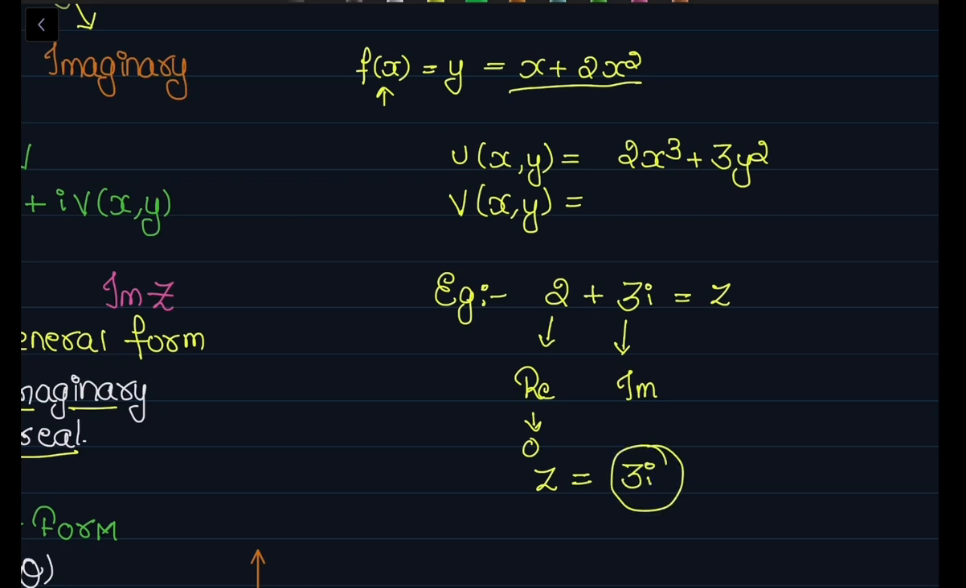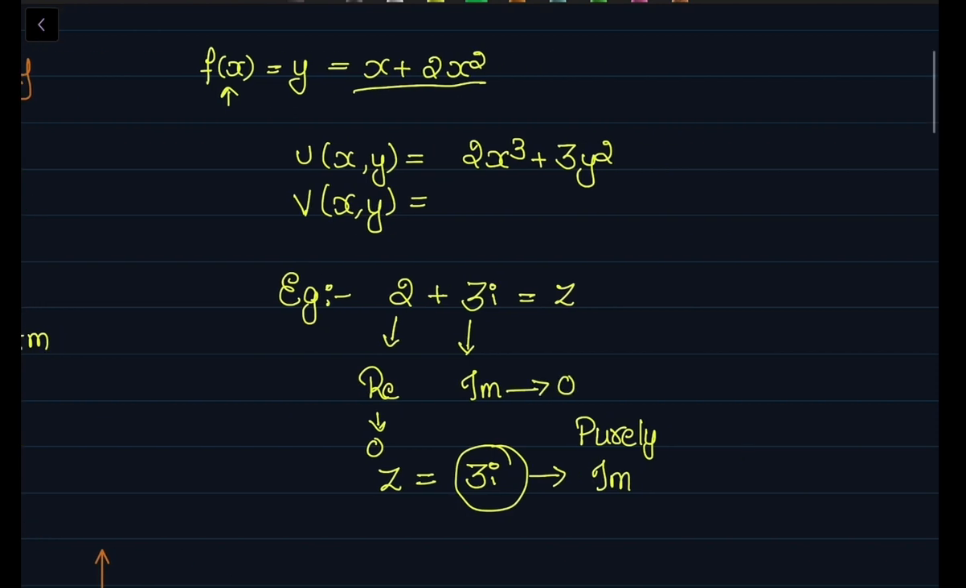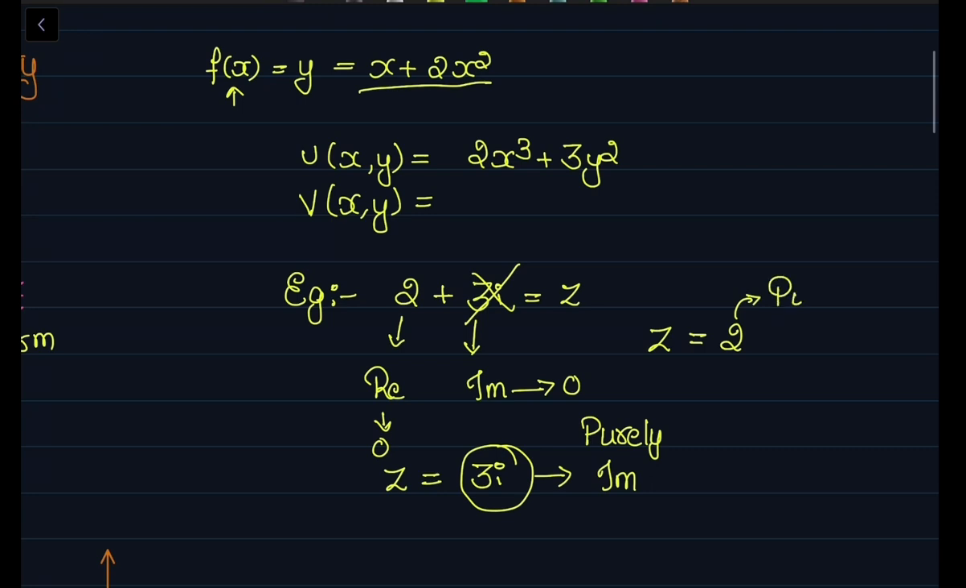Now you can see over here, the number which is associated with iota is called the imaginary part. In z we have only the imaginary part, so it is said to be purely imaginary, because we have no real part. Now if your imaginary part is 0, it means this part will be 0. Then you will be left with 2 over here. So this is purely real, not imaginary. I hope everything up to here is clear.